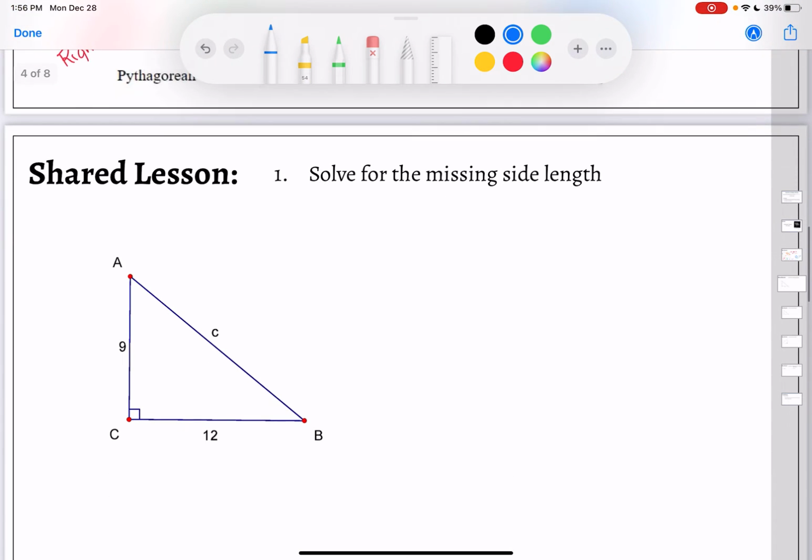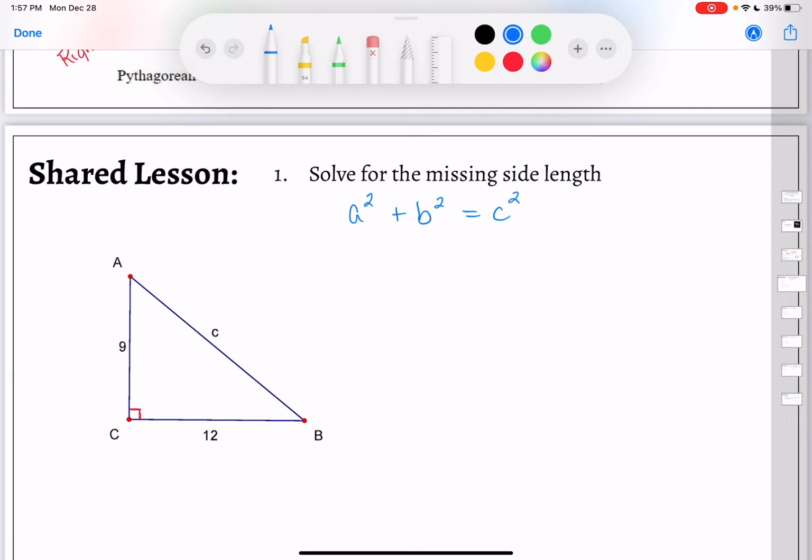All right, so let's see how this works in action. So here, notice I have my right triangle. I see my right angle right down here in the corner, okay? And I see that two sides I know the length of, 9 and 12. I don't know the length of the third side. And this is the perfect situation. This is exactly what we use the Pythagorean theorem for, okay? So remember, Pythagorean theorem says a squared plus b squared equals c squared, right?